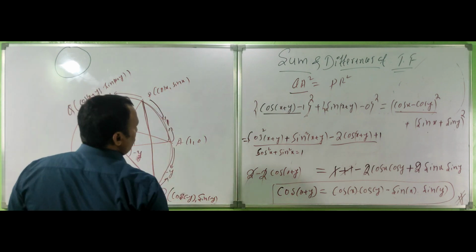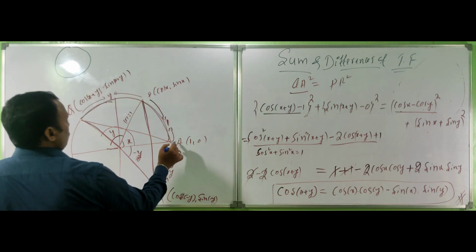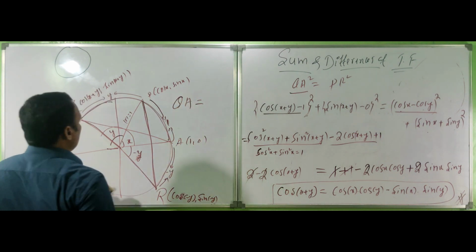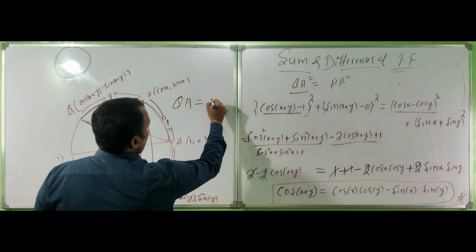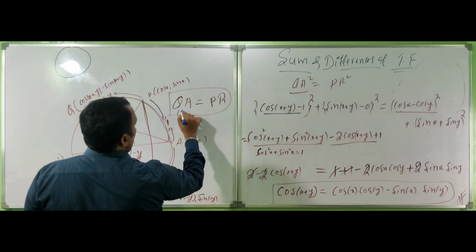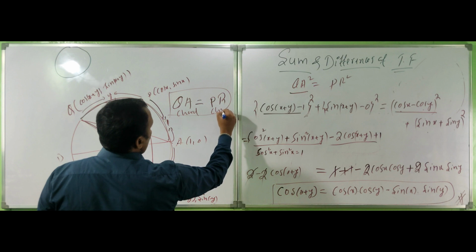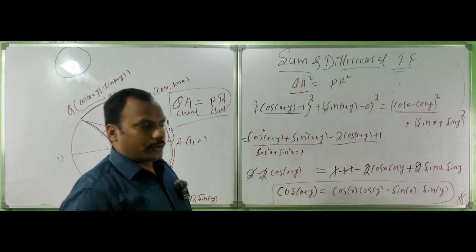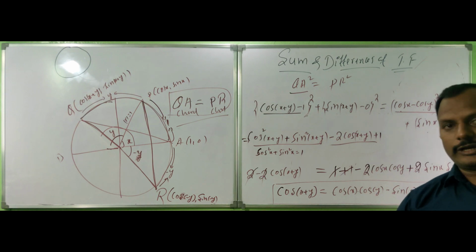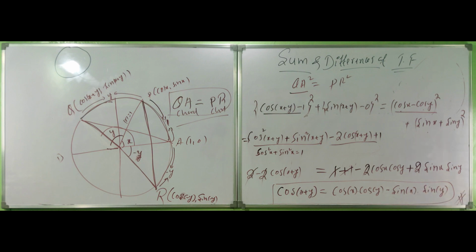I have applied QA square. If you know this one, QA is equal to PR. The chord QA and chord PR are equal. How do they become equal? Because curve APQ and curve PA are similar, equal. That's why they cut equal, similar chords.